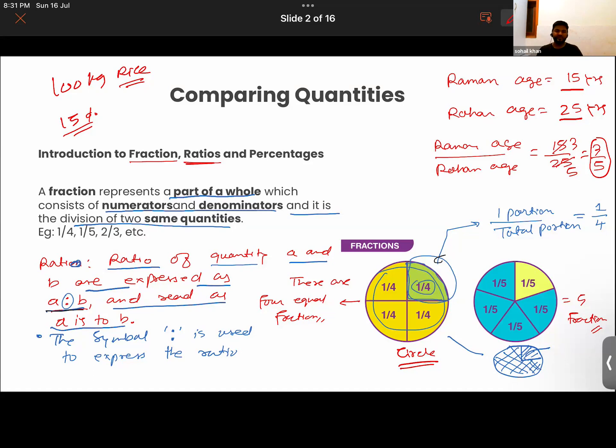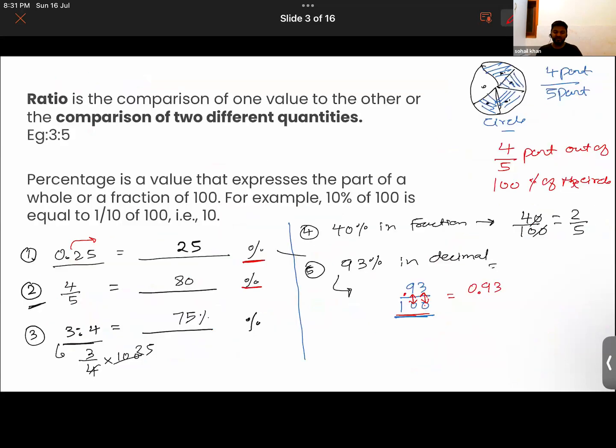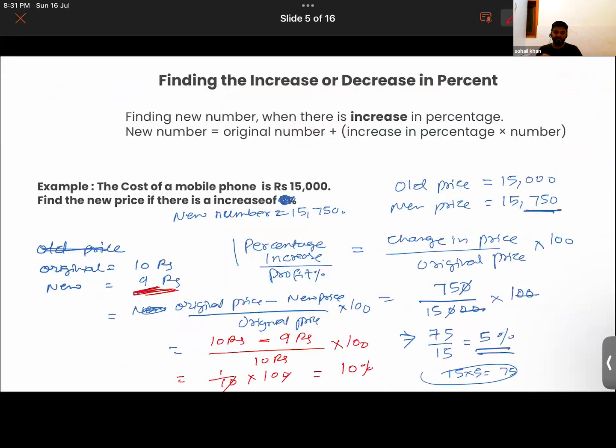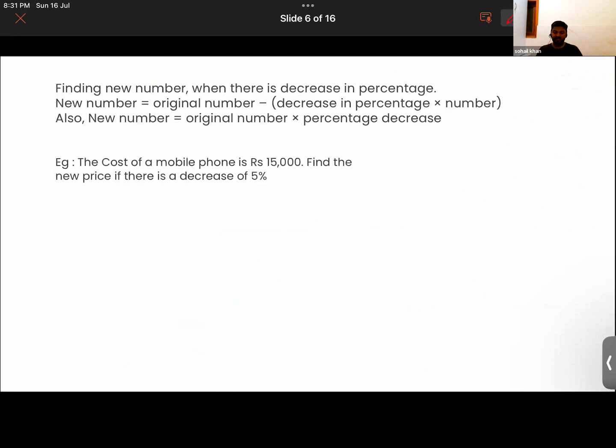Percent, by definition, means what? Percentages are basically the numerators of fractions in which the denominator is 100, right? And then further we talked about how to calculate percentages as well. In the next class we will talk about gain percent and loss percent, right guys? Okay then, Allah Hafiz guys, we will meet in the next class.